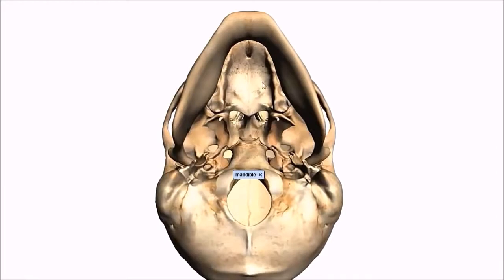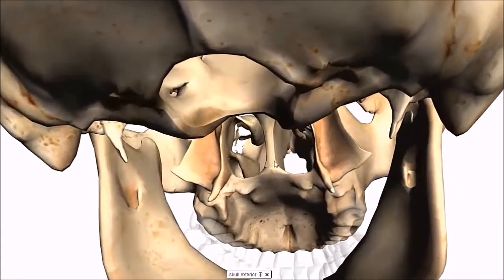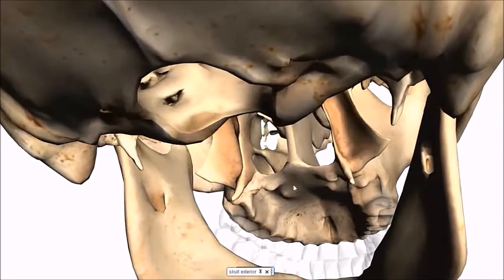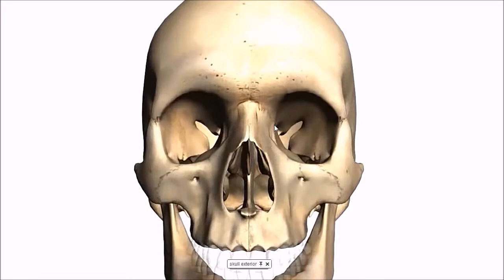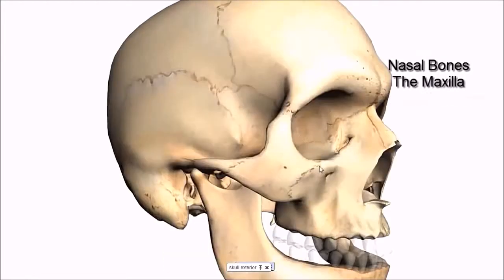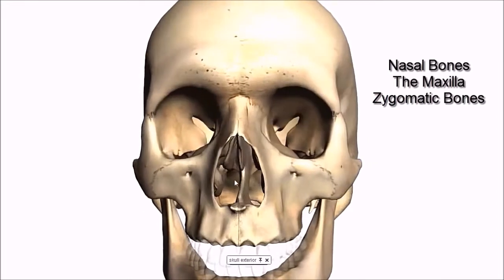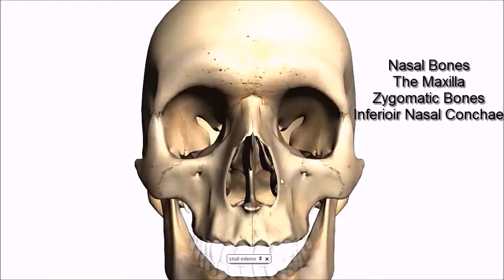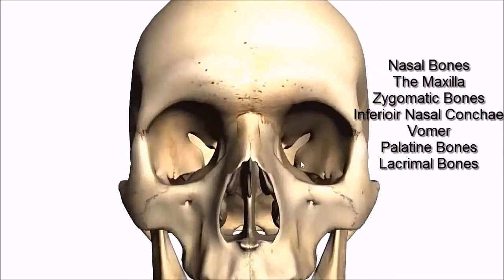This whole structure here is the hard palate, and if we look posteriorly, you can see the vomer here, and you can see the palatine bones and the maxilla, which makes up the hard palate. So let's recap what we have gone through, the bones of the facial skeleton. We've got the nasal bones, the maxilla, the zygomatic bones on the other side, and we have the bones which we can see through the piriform aperture: the inferior nasal concha, which are part of the maxilla, the vomer, and the palatine bones, and the lacrimal bones on other sides.